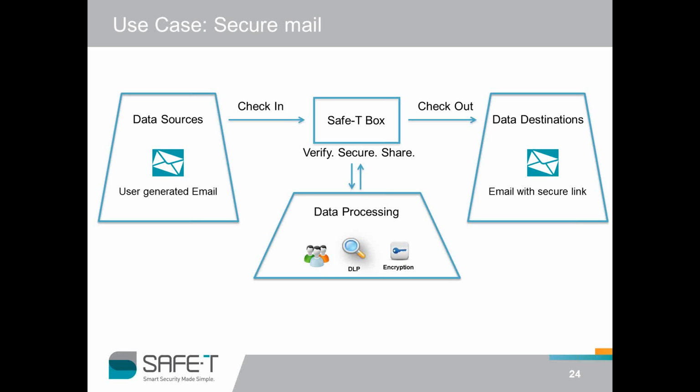And the last use case is the secure email. Again, users can generate emails. They can encrypt the emails utilizing safety box. Then the file will go to safety box and run through authentication, DLP, and encryption. An email with a secure link will be sent to the destination. And then the external user will come to the safety box to receive the email. So it's all encrypted and secure.